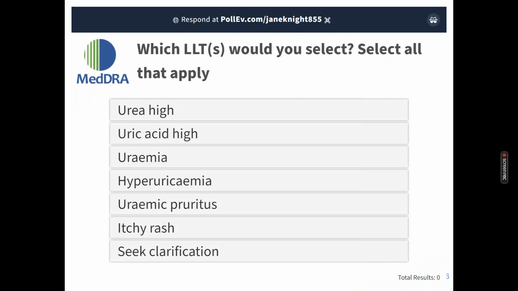So what would you do? We've got urea high, uric acid high, uremia, hyperuricemia, uremic pruritus, itchy rash, or seek clarification. You can select several here if you wish. Are you going to select one or several? I think it's looking for the relationship between the high urea and the itchy rash here. Is there a relationship or do we split code? That's the crux of the issue, isn't it? I'll just give you a minute to vote.